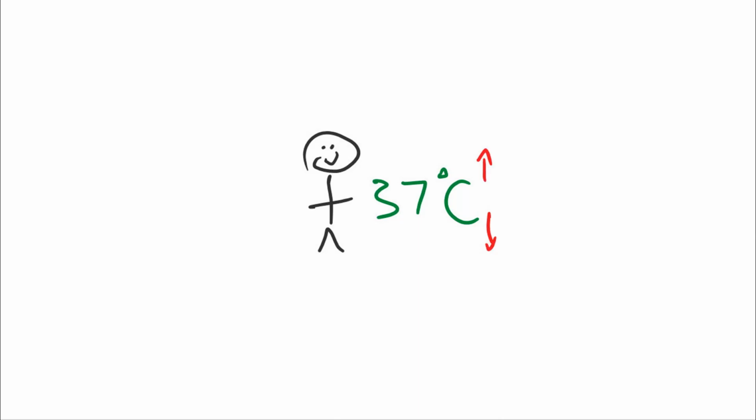But of course, it could fall, it could decrease, and it could rise. Body temperature can go up or down. This is why I was saying we need two negative feedback loops depending on how the conditions change.